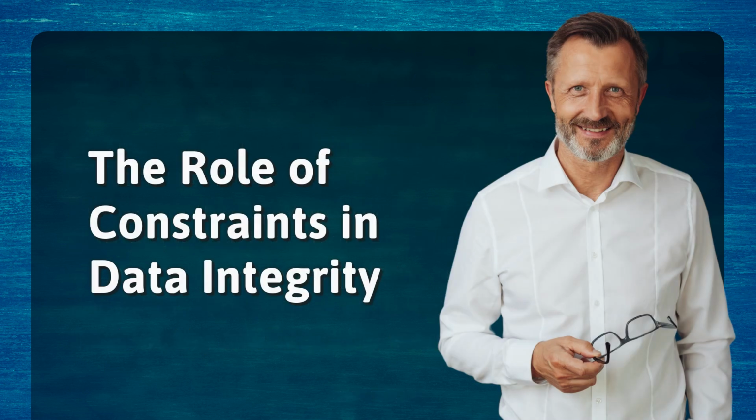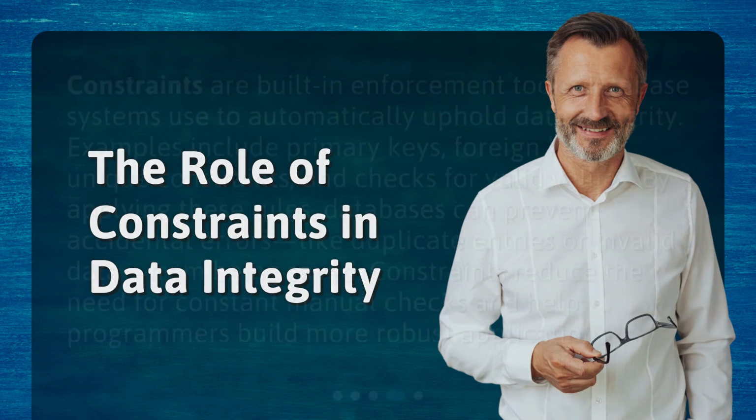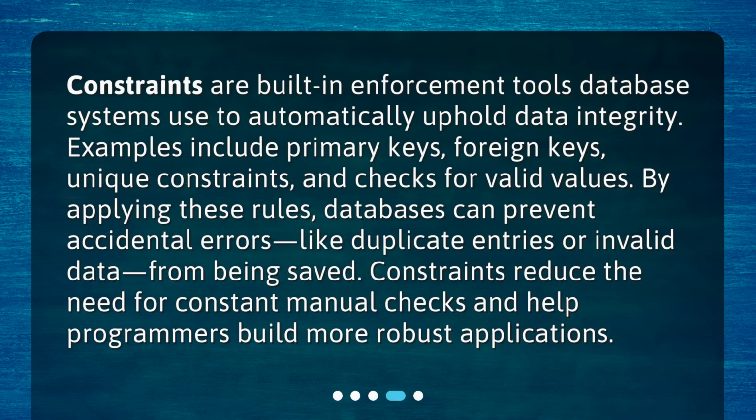The role of constraints in data integrity. Constraints are built-in enforcement tools database systems use to automatically uphold data integrity. Examples include primary keys, foreign keys, unique constraints, and checks for valid values. By applying these rules, databases can prevent accidental errors, like duplicate entries or invalid data, from being saved. Constraints reduce the need for constant manual checks and help programmers build more robust applications.